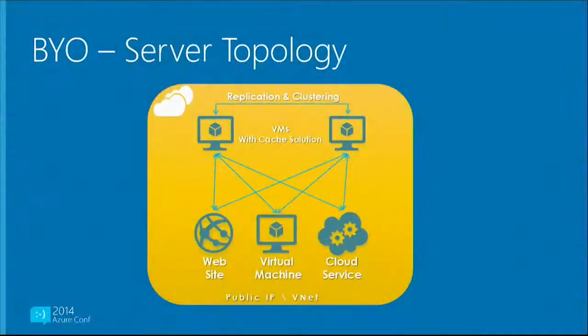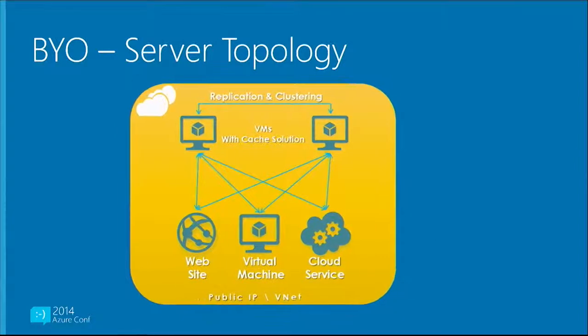So when we talk about bring your own caching solution, what we mean is that you create a VM. It can be one VM, it can be multiple VMs if your caching solution supports replication and clustering. And you can just hook up your machines in Azure to connect to those VMs. So whether you're using the internal VNet or you're using public IPs, you can communicate with those VMs from websites, from cloud services, from virtual machines.